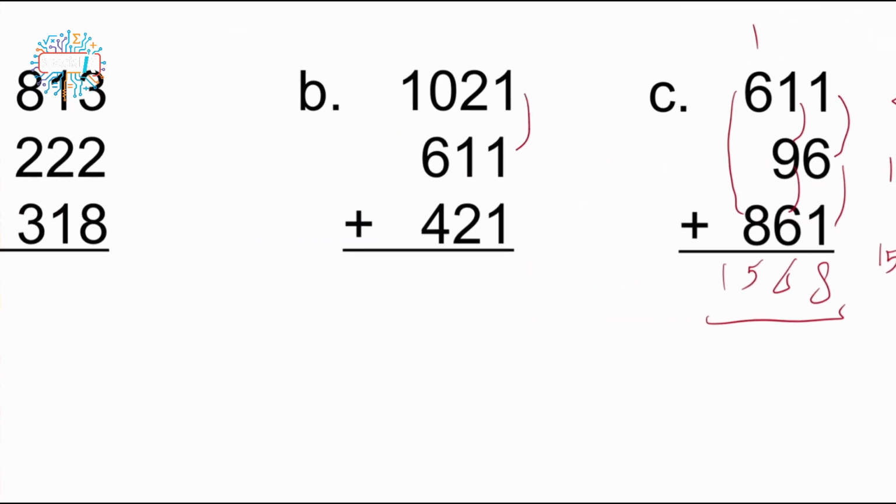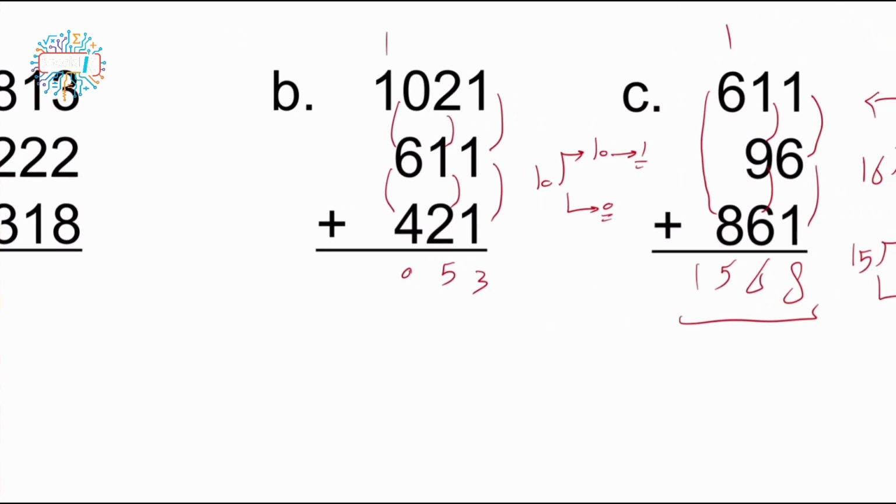I do have 1 plus 1 is equal to 2, 3, easy. 2 plus 1 plus 2, I do have 5, easy. 0 plus 6 plus 4 is equal to 10. 10 only contains 1 as a carrying number and 0 as units. 0 is going to be here, 1 is going to move to the next position, and also I do have 1 plus 1, so it would be 2,053.